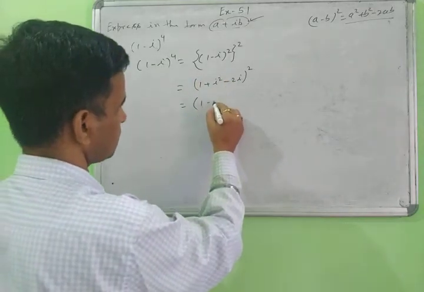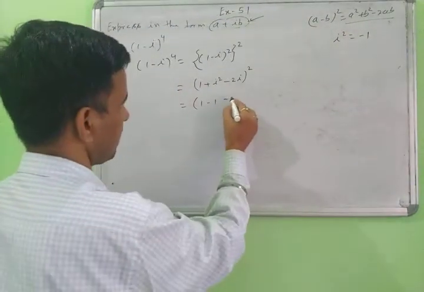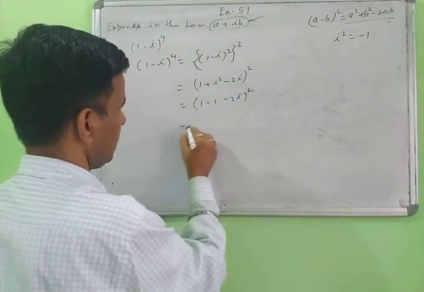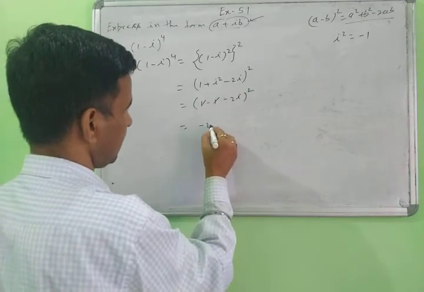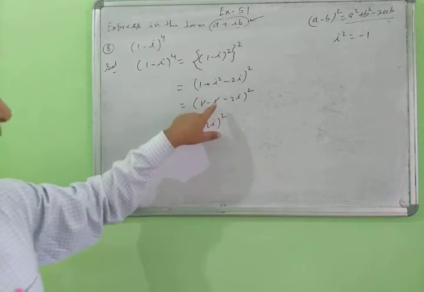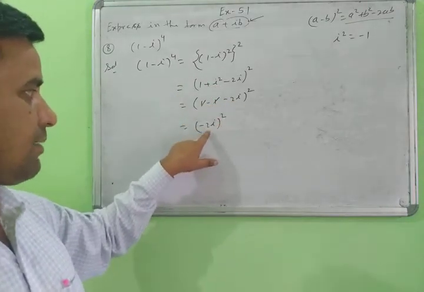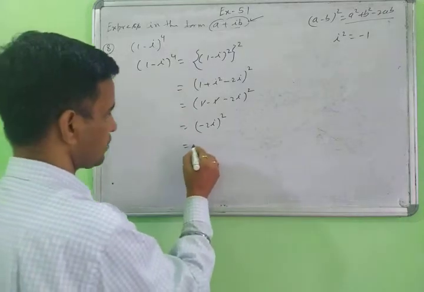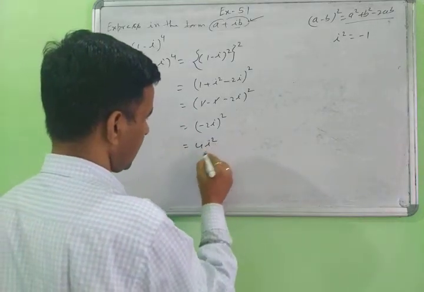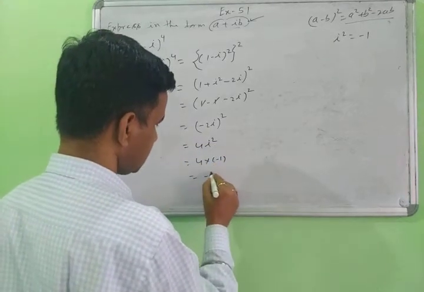1 minus iota square is minus 1. The value of iota square is equal to minus 1. So minus 1 minus 2 iota whole square. This will be cancelled here. So minus 2 iota whole square. What is left? The value of iota square is minus 1. This will be cancelled. What is left is minus 2 iota. Squaring again, the minus square is plus 4 iota square. Or this is 4 into minus 1. This is minus 4.